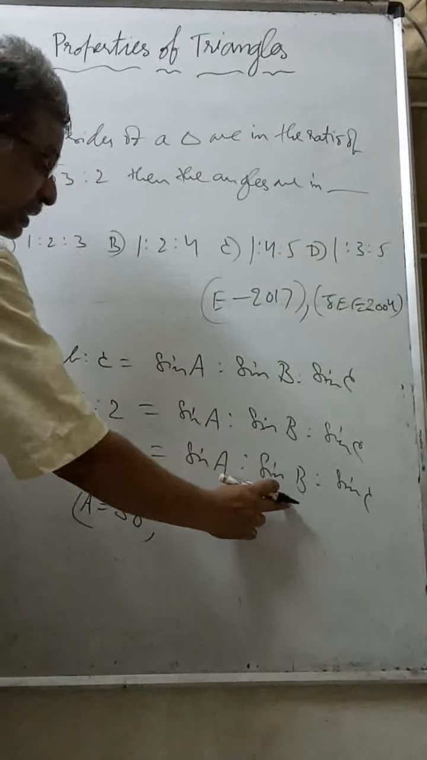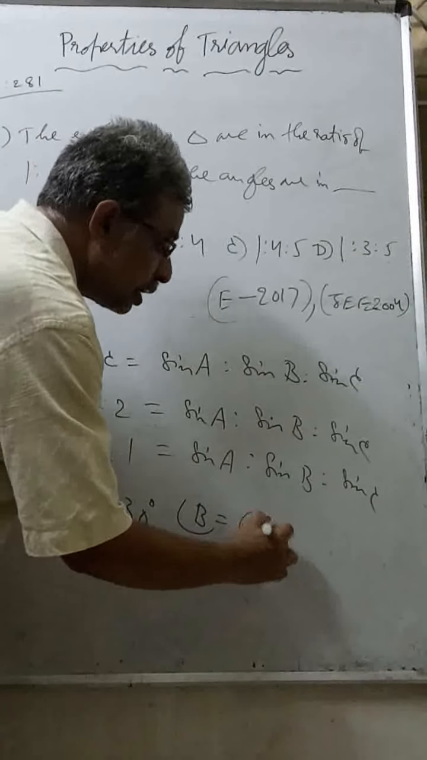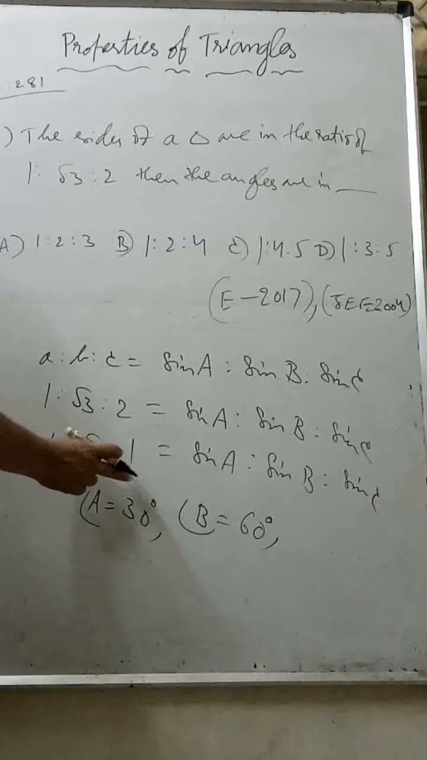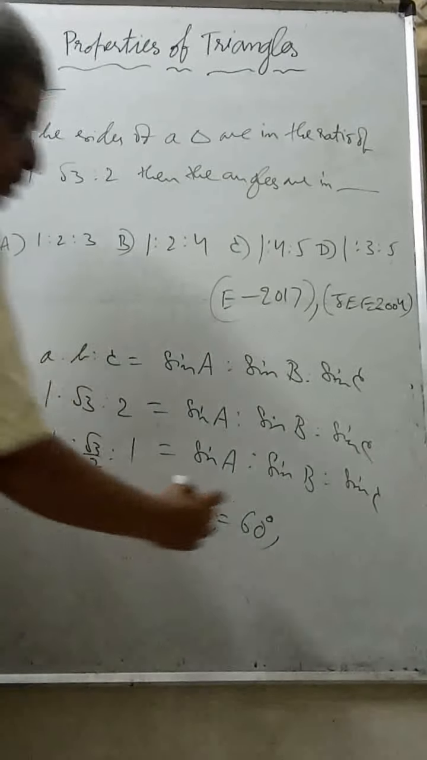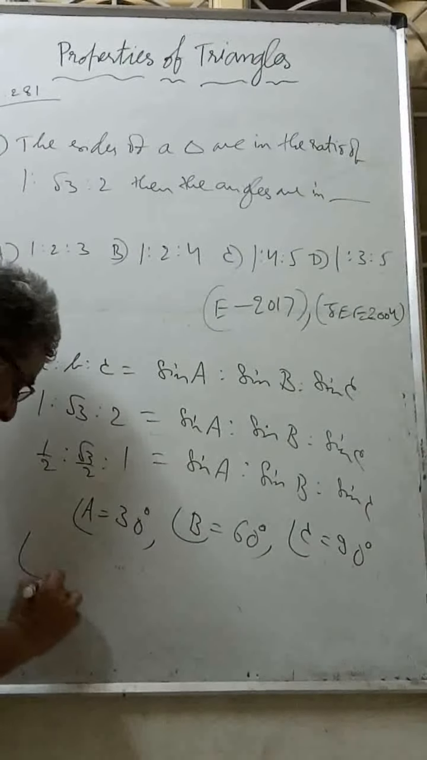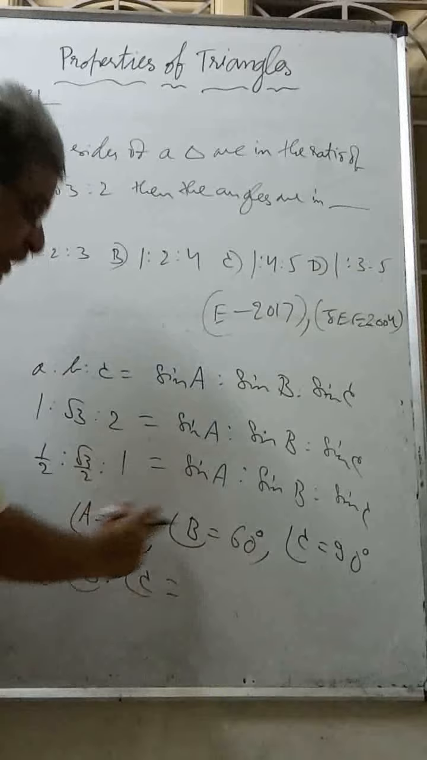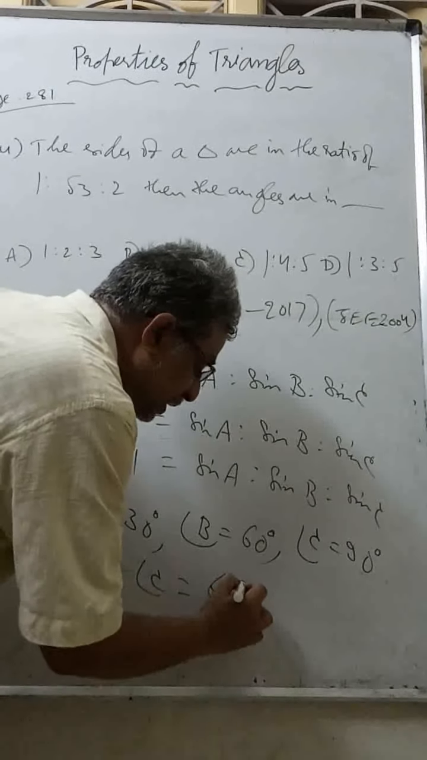And sin 60 is root 3 by 2, which means angle B is equal to 60 degrees. And sin C is 1, and sin 90 is 1, so angle C is equal to 90 degrees. He is asking angle A is to angle B is to angle C, which means 30 is to 60 is to 90.